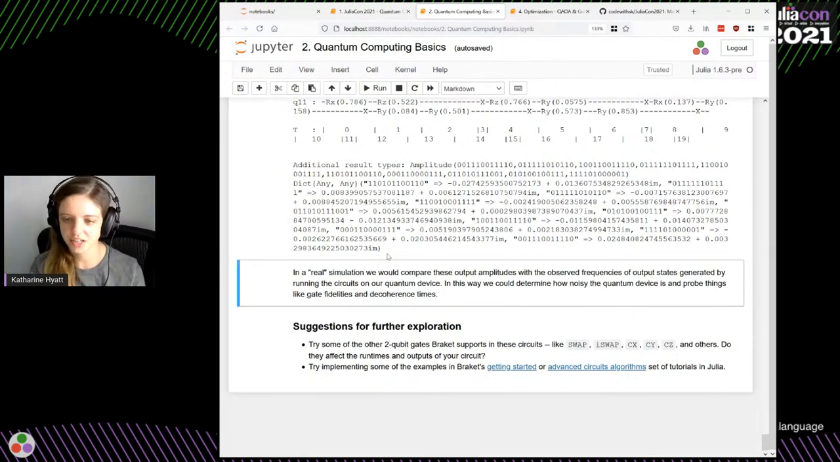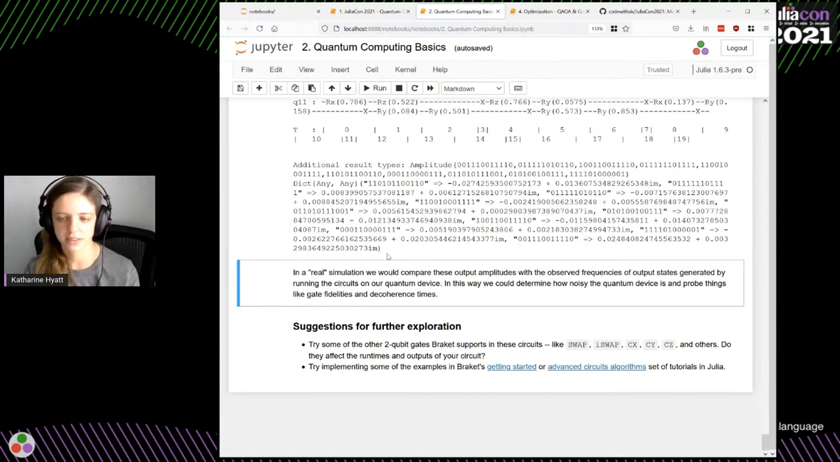Thanks everyone for your attention. Again, I'm just going to end this with some suggestions for what you can explore further during either the hackathon or anytime you're interested, including before the hackathon. So one thing you could also try is, in our dense random circuits, you could try introducing different gates than the ones I used. You could try some of the other 2-qubit gates that Braket supports. If you're not sure what those are, definitely check the Braket documentation. But some examples would be swap, iSwap, again, controlled X, controlled Y, controlled Z. There are others. You can even input your own random unitaries if you would like.